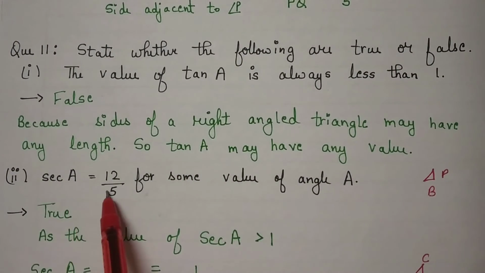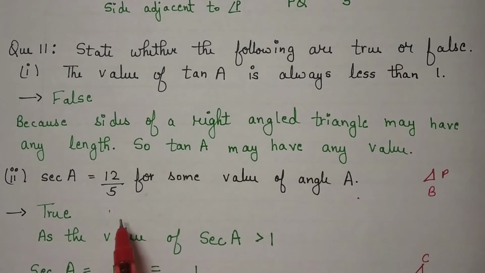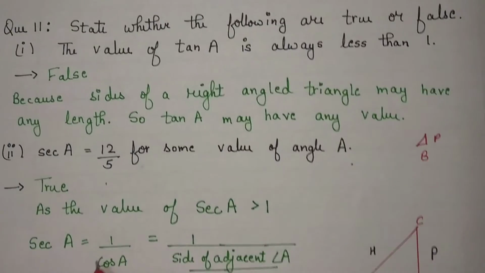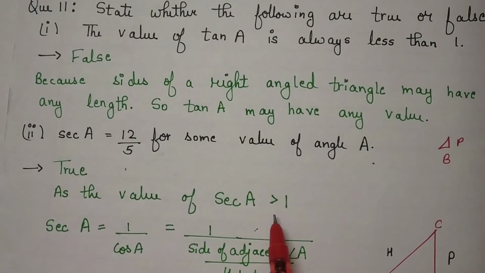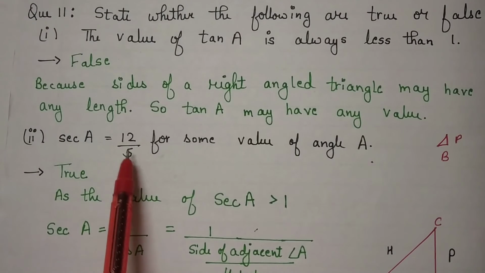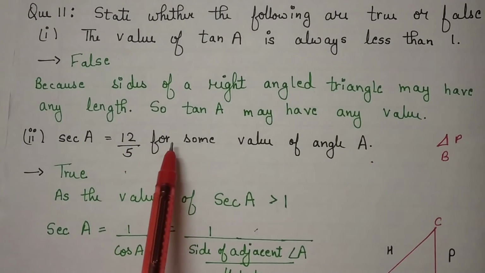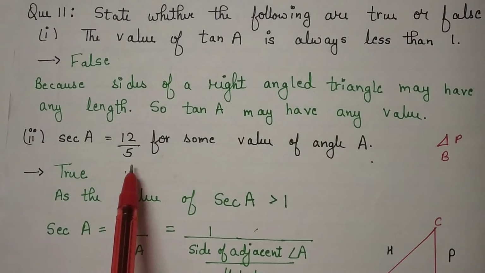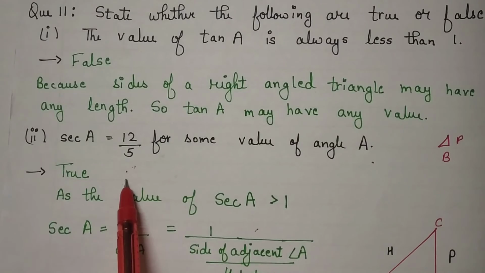Now secant A is equal to 12 by 5 for some values of angle A. This is true because secant A always has a value greater than 1. If I calculate, this is 2.4, right? 2.4, which is greater than 1. So this value is totally possible.